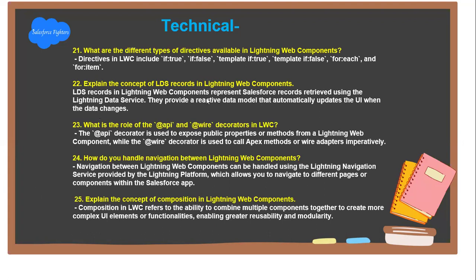LDS records in Lightning Web Components represent Salesforce records using the Lightning Data Service. They provide a reactive data model that automatically updates in the UI when the data changes. Next question: what is the role of the api and wire decorators in LWC? The api decorator is used to expose public properties or methods from the Lightning Web Component, while the wire decorator is used to call Apex or wire adapters imperatively.